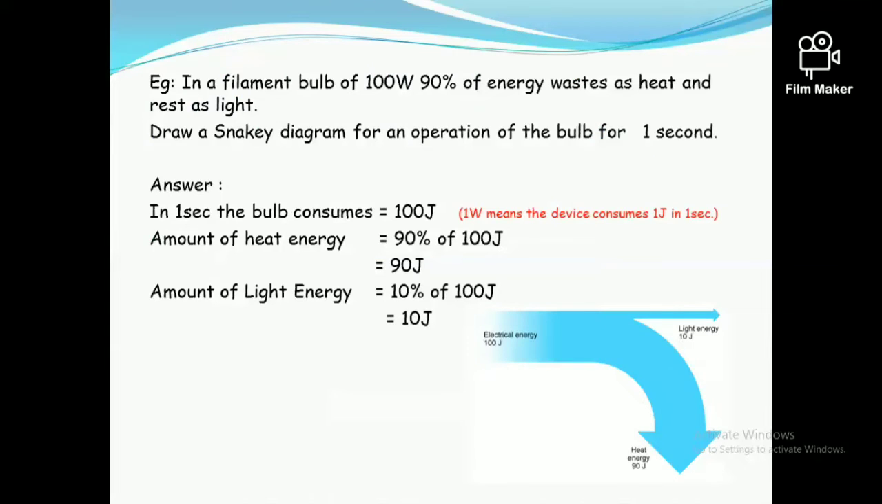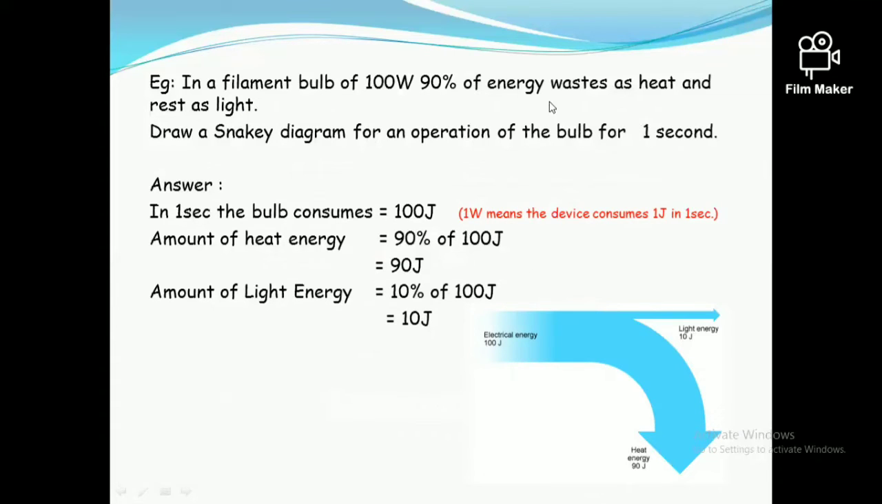Let's try to understand more about Sankey diagrams with this example. In a filament bulb of 100 watts, 90% of energy is wasted as heat and the rest as light. Draw a Sankey diagram for the operation of the bulb for 1 second. We know that it is 100 watts. What do you mean by 100 watts? That means it consumes 100 joules in 1 second. So if you operate for 1 second, it uses 100 joules.